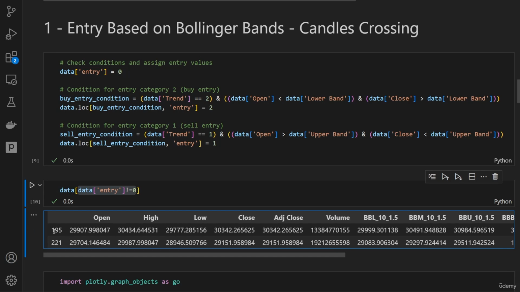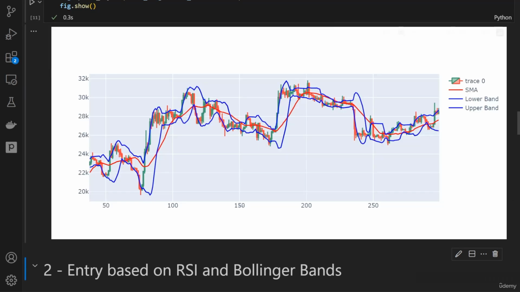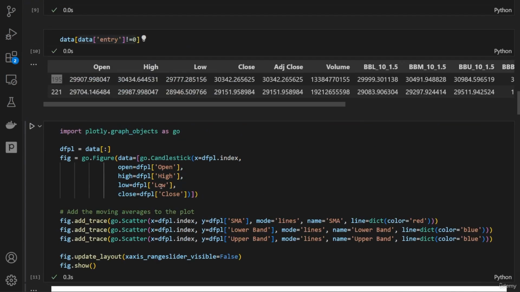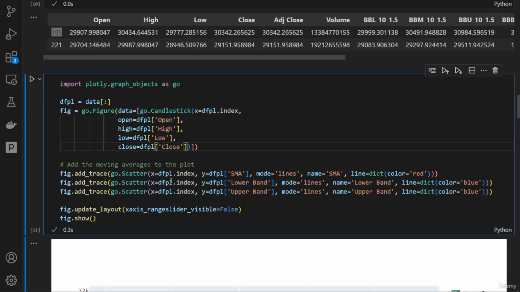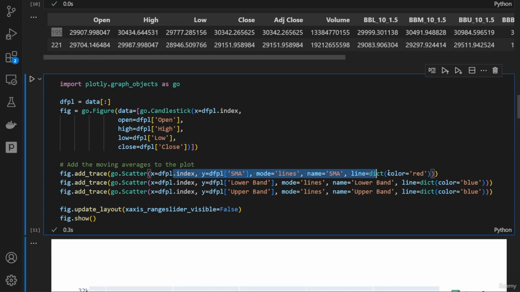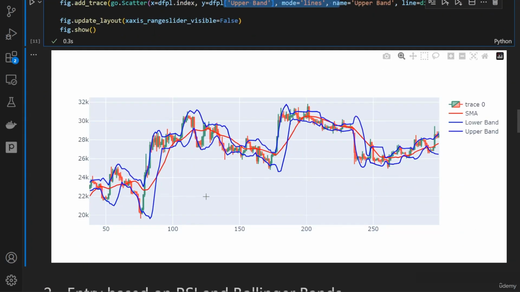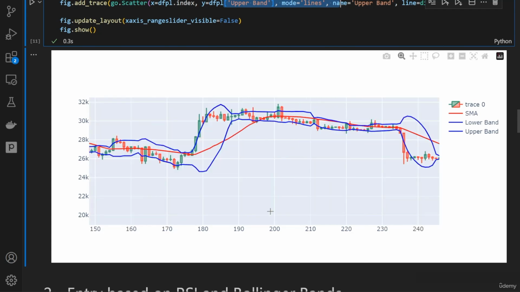Let's check these candles. So candle 195, we can plot these candles. I'm plotting the candles, the open, high, low, and closing prices. And I'm adding on top of the candlestick chart the SMA, the moving average, just to guide the eye for the trend. And I'm adding the lower band and the upper Bollinger Band as well. We have these on the chart. And we're going to look for, first of all, candle 195. It should be somewhere around here. Going to zoom in. So 195 is this one.